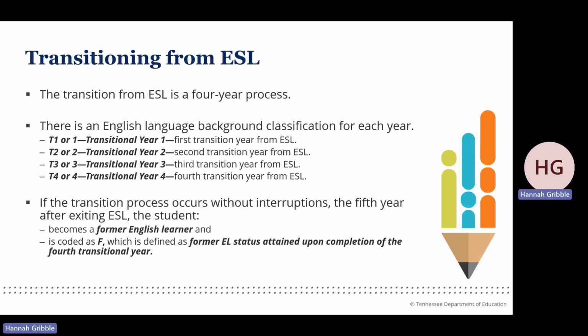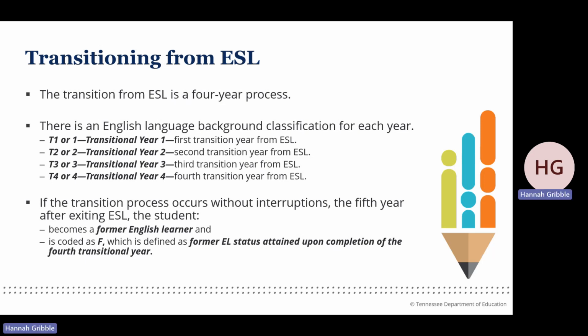The transition from ESL is a 4-year process. There is an English language background classification for each year. T1 or 1 is transitional year 1, the first transition year from ESL. T2 or 2, transitional year 2, is the second transition year from ESL. T3 or 3 is the third transitional year from ESL. T4 or 4 is the fourth transitional year from ESL.